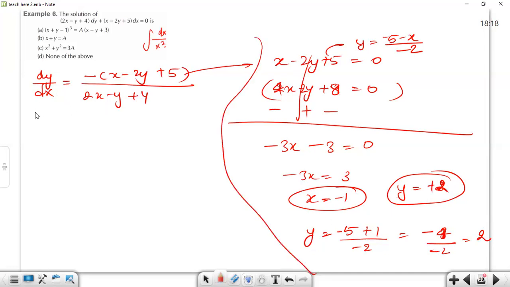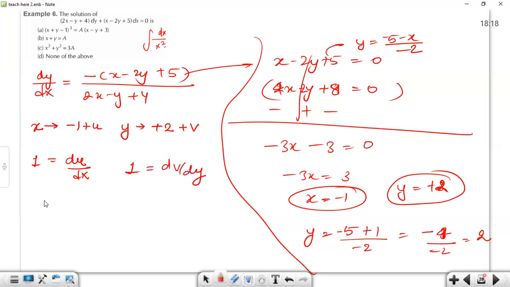This is rough work. Now we will substitute x with minus 1 plus u and y with 2 plus v. Now on differentiating both sides with respect to x, 1 is equal to du over dx, because we are differentiating with respect to x. Now differentiating the other equation with respect to y, 1 is equal to 0 plus dv over dy. So now du is equal to dx and here also dv is equal to dy. Correct? Is this clear?